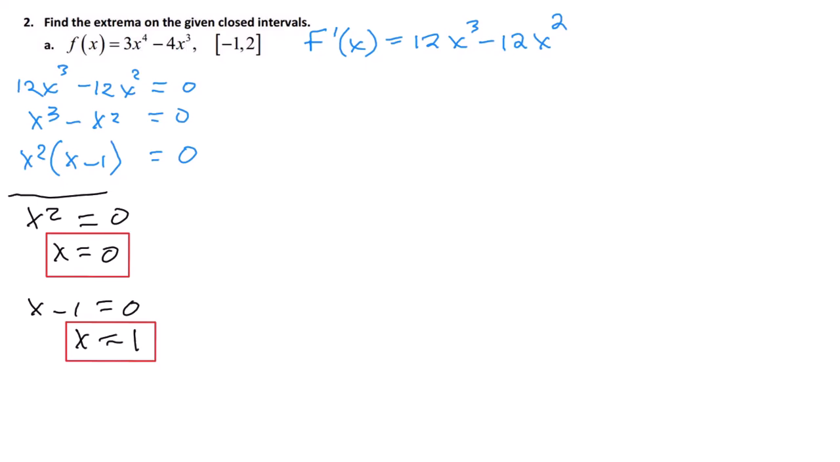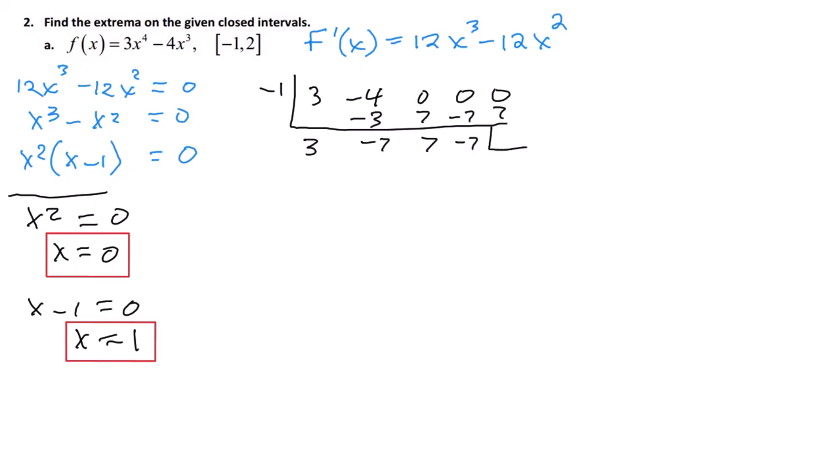All right, that's dealing with the derivative part. Now I've got to evaluate the function f, not the derivative function, but the function f at -1, one of our endpoints. So I'm just going to use synthetic division on this. And I know that f of -1 is 7. I'm going to do the same thing for the other endpoint.